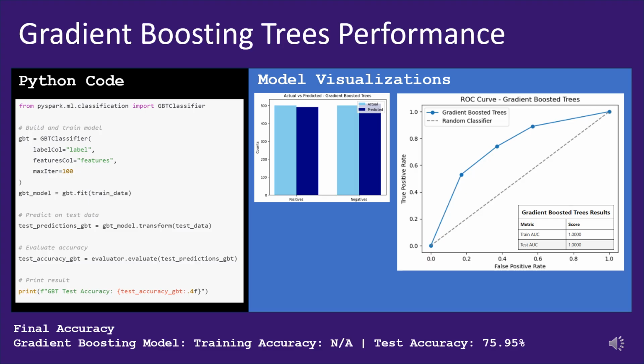For this model, we used gradient boosted trees. Since GBT only supports binary outcomes, we couldn't measure training accuracy, but our test accuracy was about 76%.